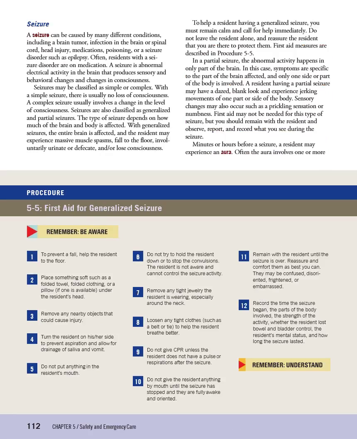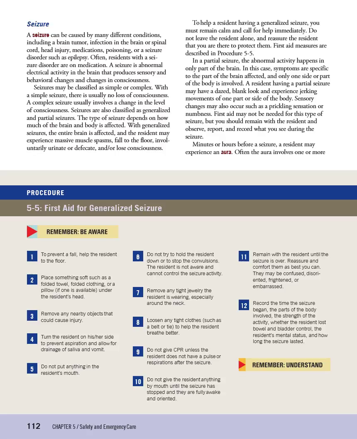A seizure can be caused by many different conditions, including a brain tumor, infection in the brain or spinal cord, head injury, medications, poisoning, or a seizure disorder such as epilepsy. Often residents with a seizure disorder are on medication. A seizure is abnormal electrical activity in the brain that produces sensory and behavioral changes and changes in consciousness.